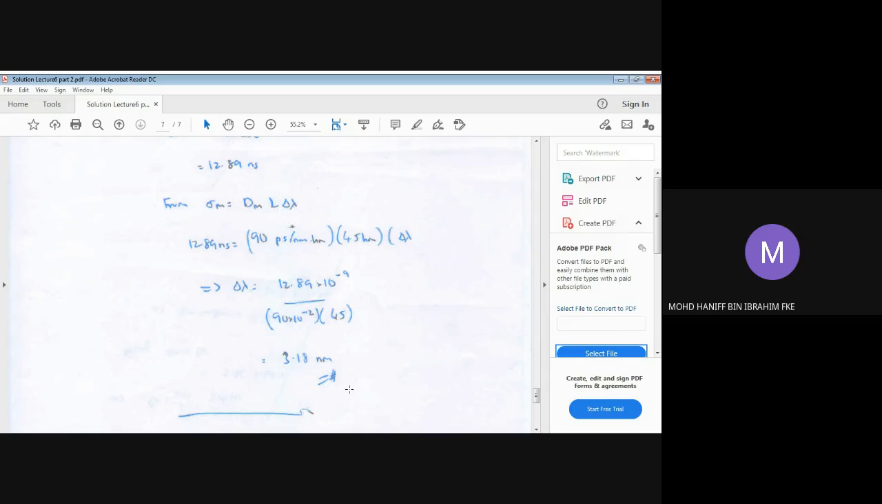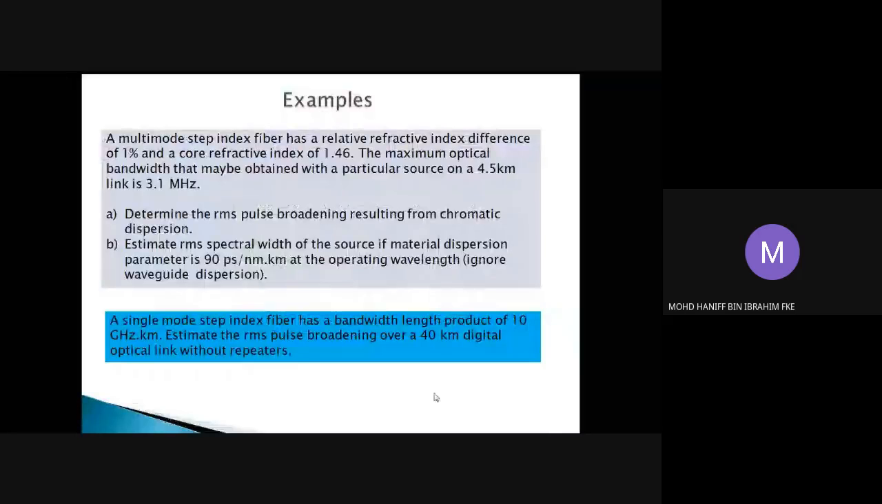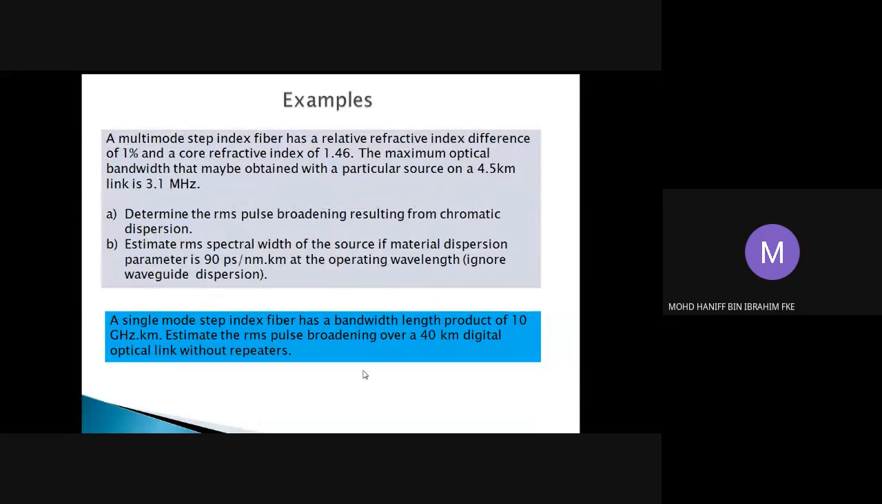Okay, hopefully you understand these topics clearly, on these issues of intermodal dispersion and modal dispersion together with chromatic dispersion. I'm going to stop here, because the last one is similar to the above examples, except that we're dealing with single mode fiber. For single mode fiber, we know there can only be chromatic dispersion. There should be no intermodal dispersion.